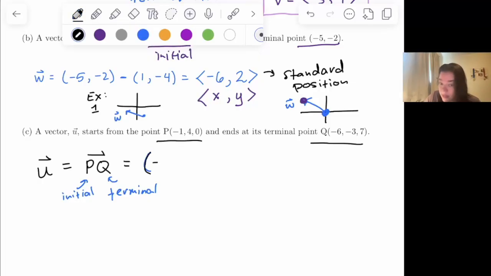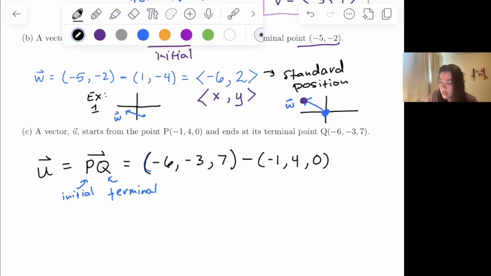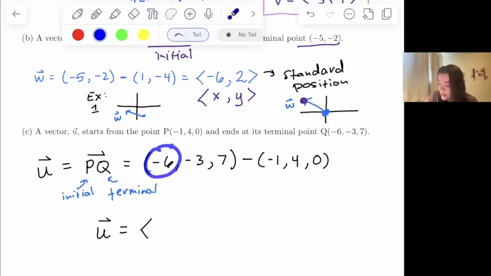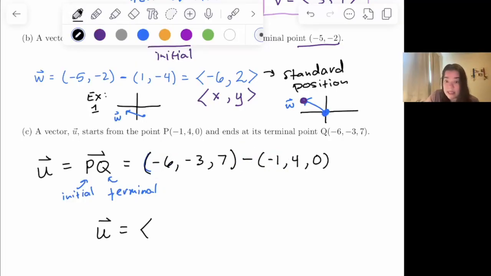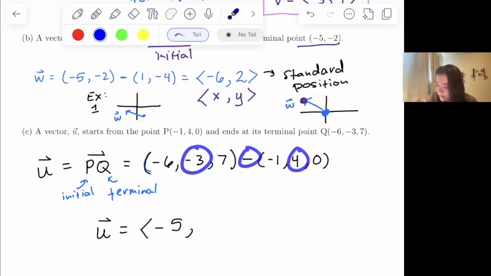The terminal point, -6, -3, 7, minus the initial, and then you just do your subtraction component-wise. So vector u will equal, you go to angle brackets, and then recall you just subtract. You take -6, subtract -1. This makes -5. Move over to the y's, -3 minus 4.